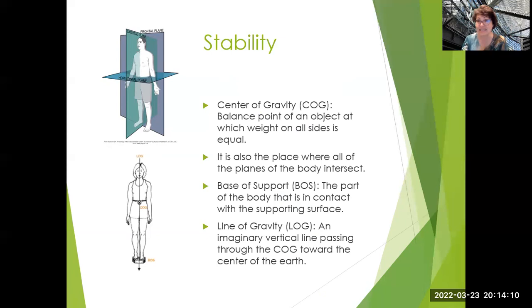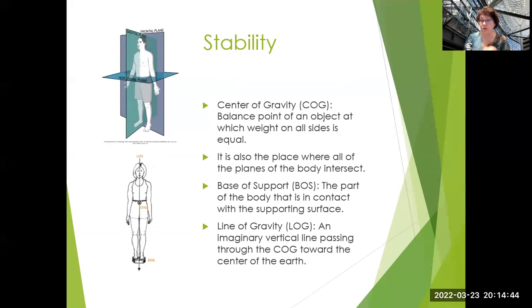So if you think of that, if your feet are farther apart, you have a wider base of support, it's a lot easier to keep your line of gravity inside that base of support. If your center of gravity is lower to the ground, it's way easier to keep your line of gravity inside your base of support. So the distance between the center of gravity and the base of support and the position of the line of gravity with regard to the base of support, that is going to determine your stability.